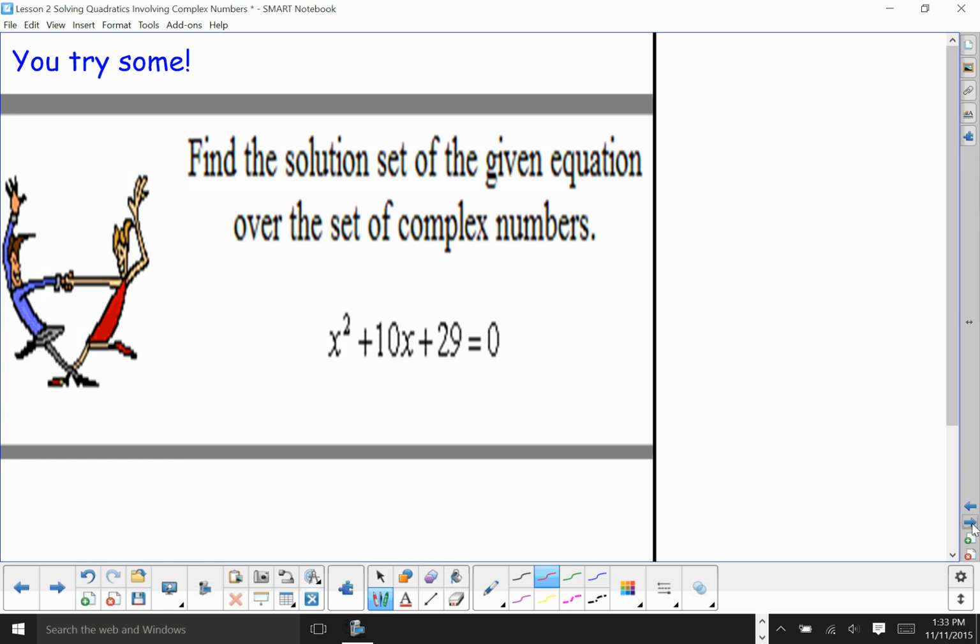Now, you should try some. Pause the video and try this one. X squared plus 10x plus 29. 29 is prime. 1 and 29, there's no way to get to 10. So, what's the solution? Quadratic formula.